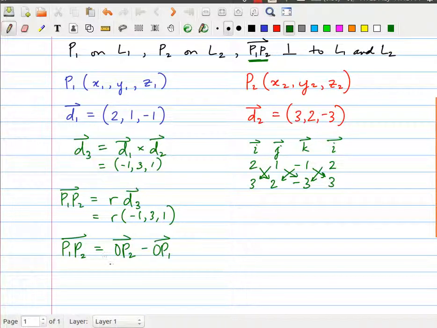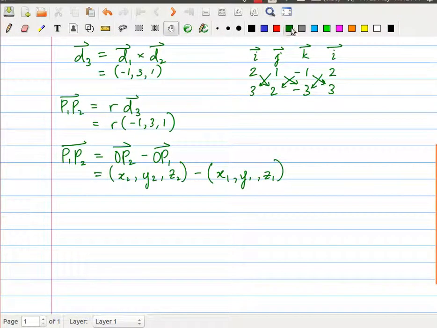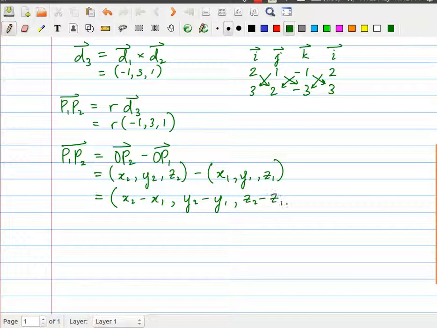And so what is that going to be? Well, OP2 has the same components as the coordinates of P2. So that would be (x2, y2, z2) minus (x1, y1, z1). And of course we can simplify that fairly easily, and we end up with the x coordinate being x2 minus x1, y2 minus y1, z2 minus z1.